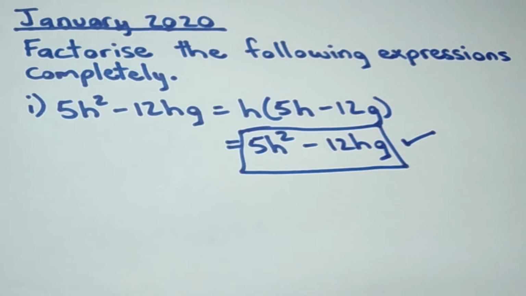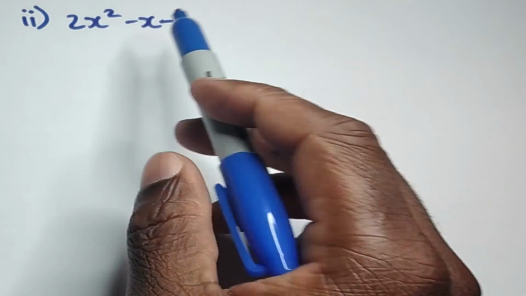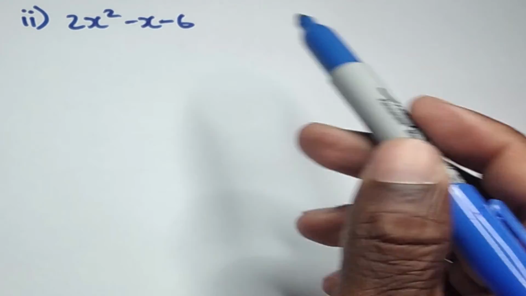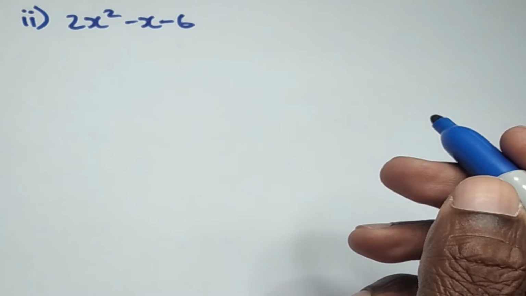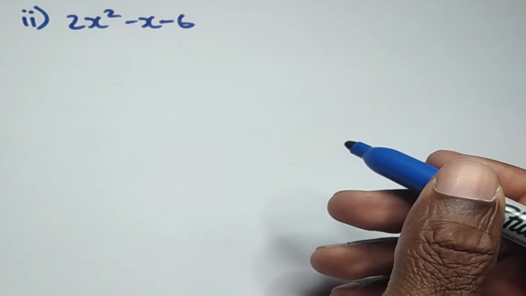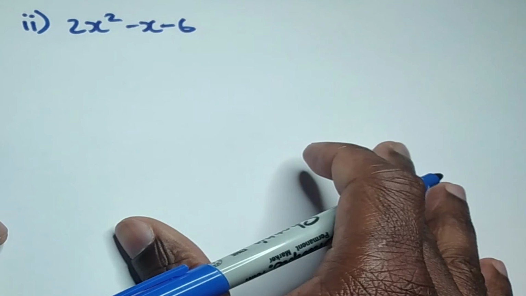Now let's look at part 2 and the final question that we'll be looking at in this video. So this is what we have in part 2. We have 2x squared minus x minus 6. Now, how do we treat something like this? As we have done several times already in this video, we're going to use the AC method to solve this thing.